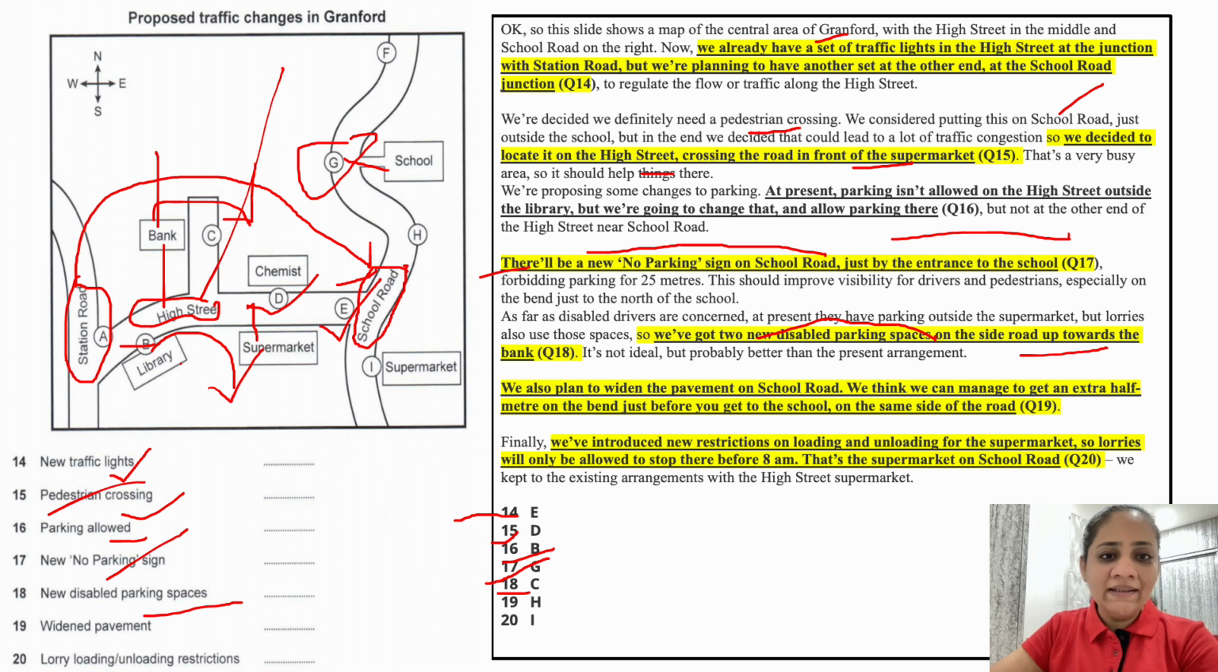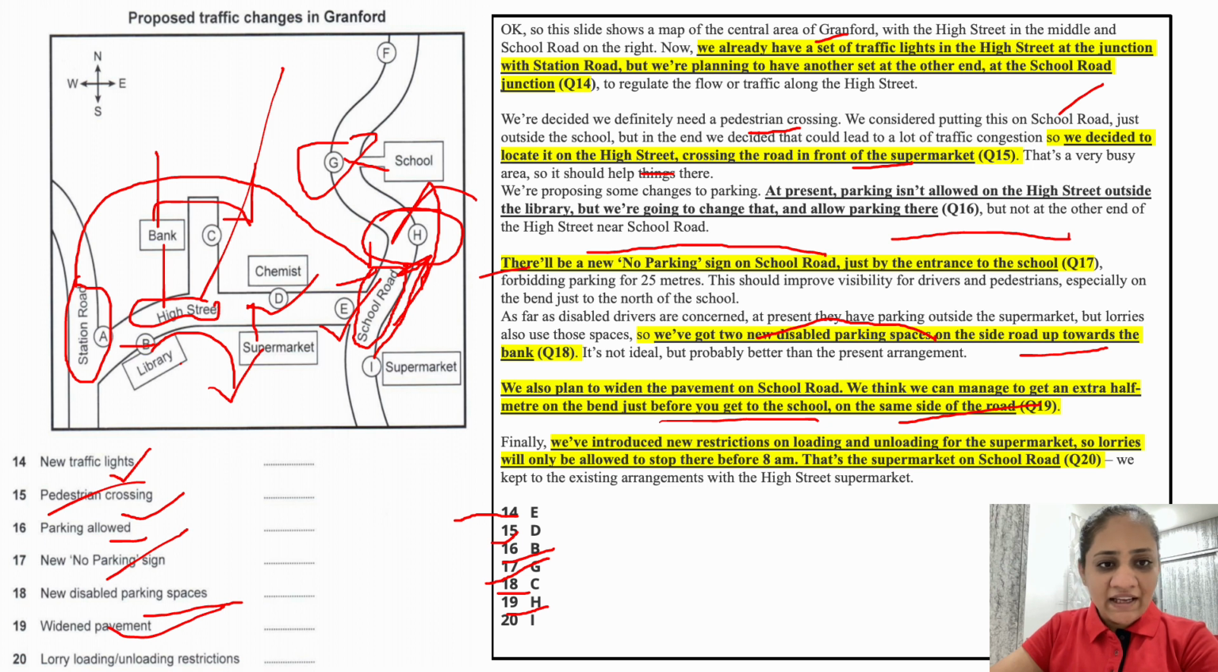We also plan to widen the pavement on the school road. We think we can manage to get an extra half meter on the bend just before you get to the school and on the same side of the road. So where it is located by the school road, that is H. The extra half meter is just before you get to the school, on the same side of the road. So what is the same side of the road towards the school? You have H. So the answer of 19 is H. Your widened pavement is H.